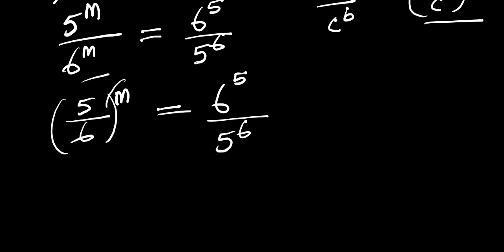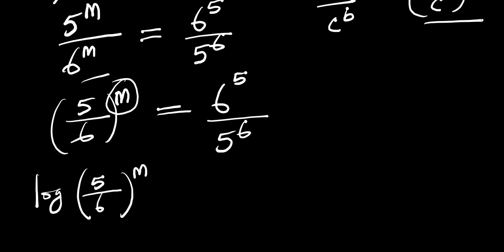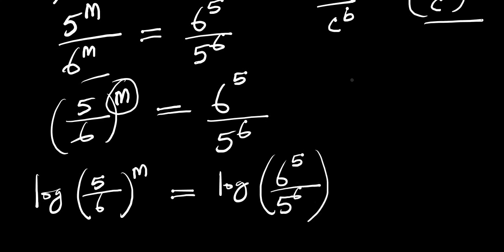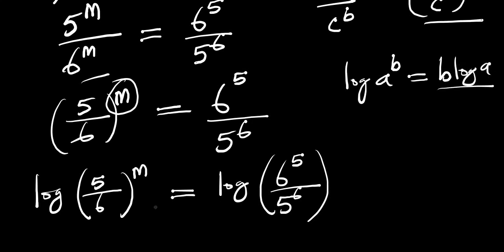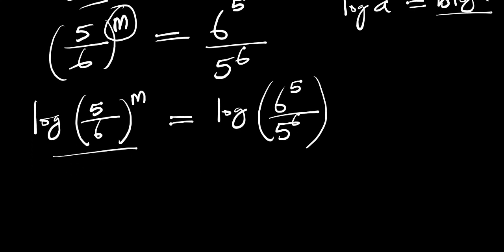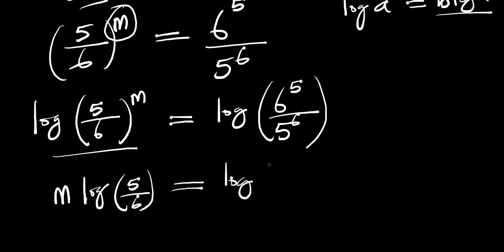Now, in order to solve for the value of this m, let's introduce log. We have log of 5 divided by 6 to the power of m equals log of 6 to the power of 5 divided by 5 to the power of 6. Now, if you have log of a to the power of b, this equals b times log of a. So this is the identity we are going to apply here, and we are going to have m times log of 5 divided by 6, and this equals log of 6 to the power of 5 divided by 5 to the power of 6.